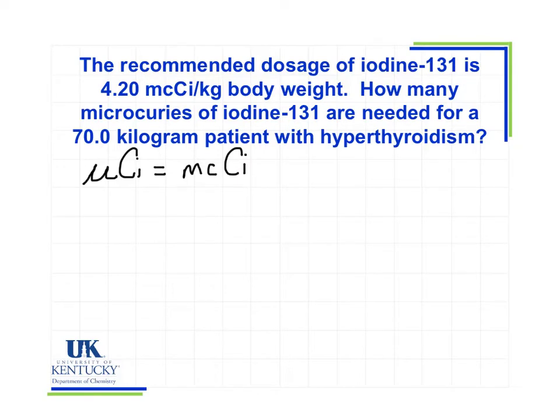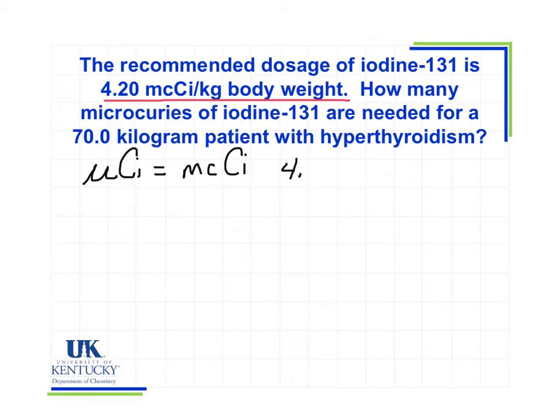Now what we want to look at is the information we're given in the problem. What I usually do is read through the problem, and as I see something that I think will be needed in my calculation, I go ahead and rewrite it below the problem. So the recommended dosage of iodine-131 is 4.20 microcurie per kilogram of body weight. I'm going to go ahead and transfer that down.